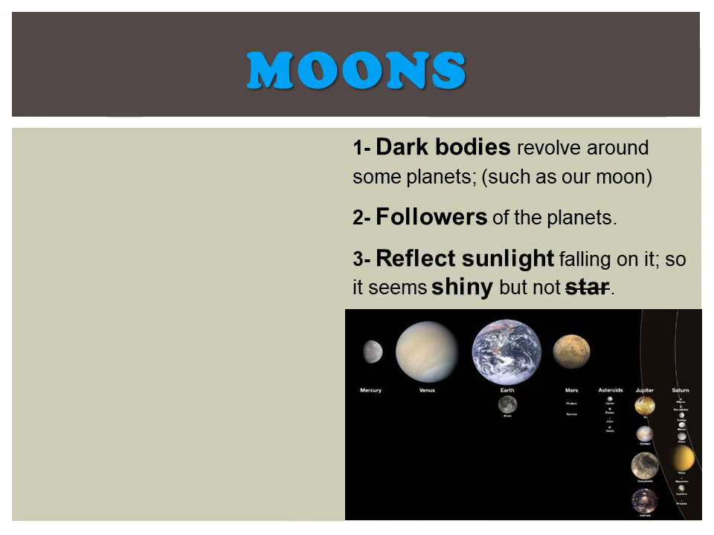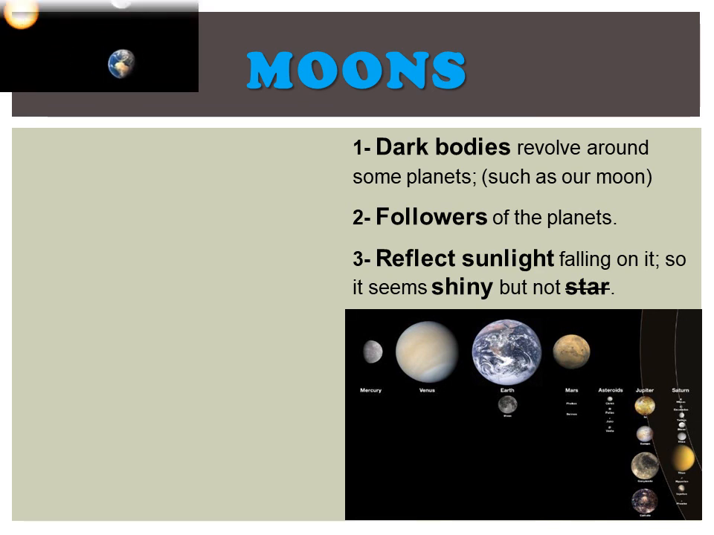Okay, it reflects the sunlight falling on it, so it seems shiny, but it is not a star. That doesn't mean that when the moon reflects the sunlight, it's a star. It only reflects, like a mirror. So the moon is a dark body, not a star.